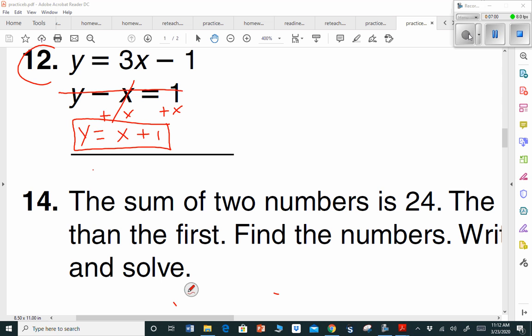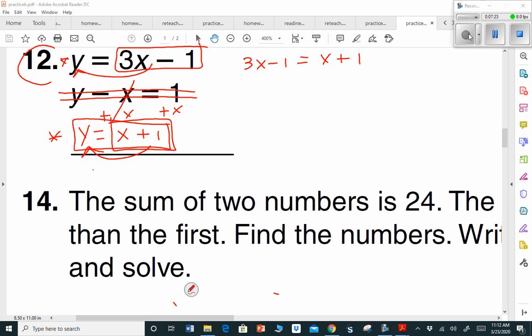So again, we're not considering this equation anymore. We're considering this one and this one. If this is equal to y and this is equal to y, then those two pieces are equal to each other. 3x minus 1 is equal to x plus 1. The 3x minus 1 came from there. The x plus 1 came from there.